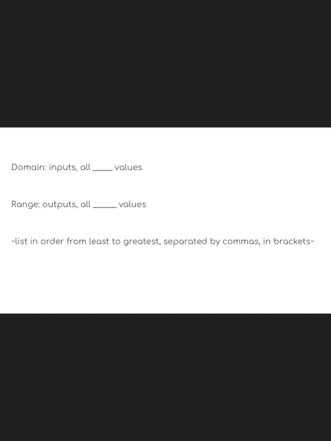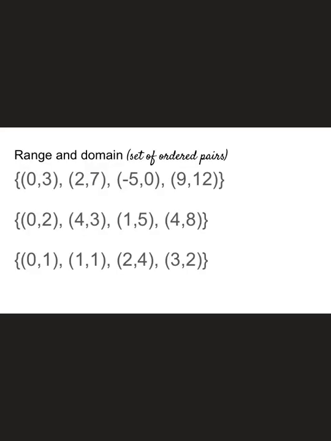If you remember from last time, we said that the domain are the set of all of the inputs. That's all of the x values. And then the range are the outputs or the y values. And we are going to order them from least to greatest and separate them by commas. We're going to put them in brackets. You'll see how we write them in a second. So we want to know what the domain and range of each of these relations are.